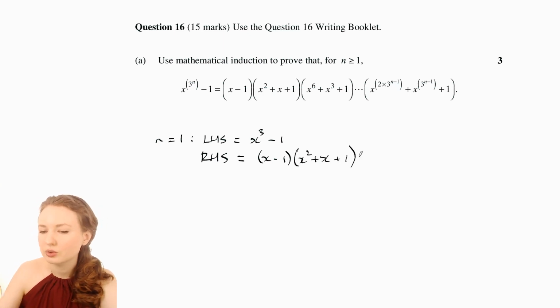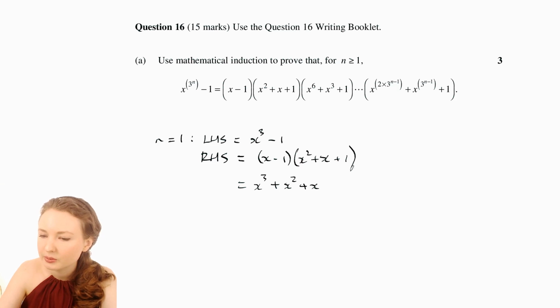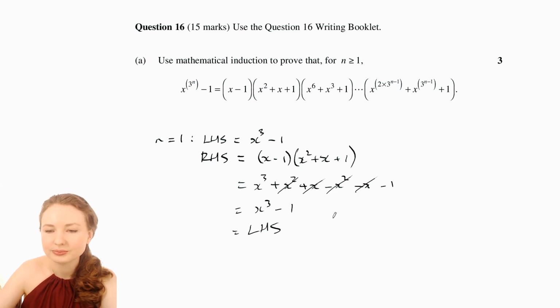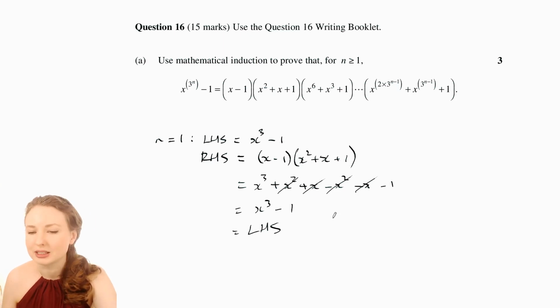And then what I would do is just expand this and show that it's the same as that. I think in the solutions they factorized this and showed that it was the same as this, but equally valid just to expand this. And then we can simplify this because that cancels with that and that cancels with that. And we get x cubed minus 1, which is the left-hand side. Okay, that's that bit done.